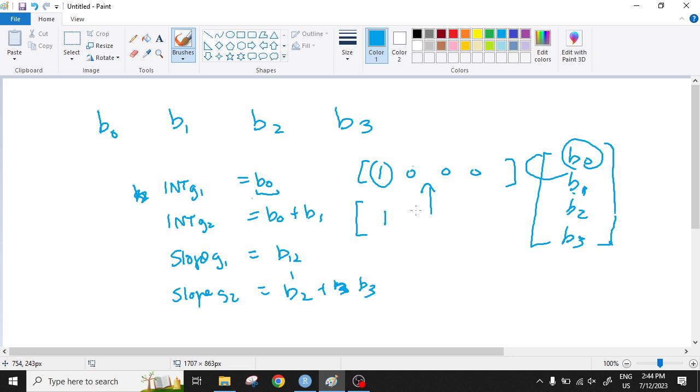1, 0, 0. Correct. Cool. And if I wanted to do slope of G1? Is that B12? Oh no, you're right. It should just say B. It should say B2. Correct. And if I wanted to do B2 plus B3?